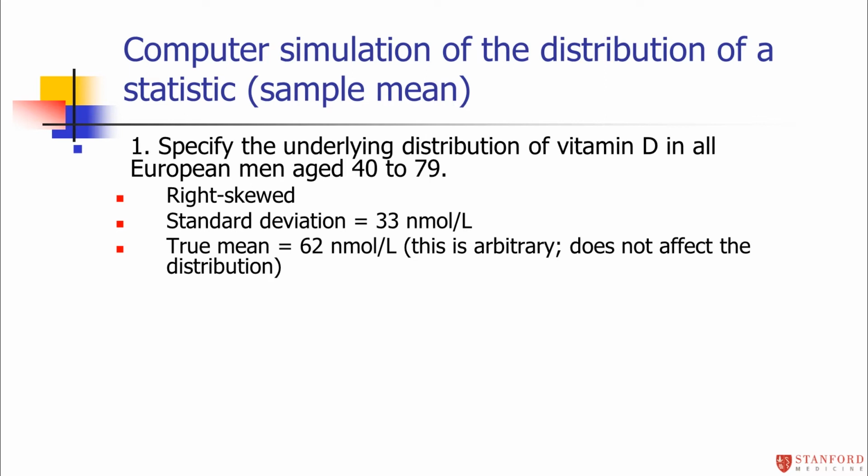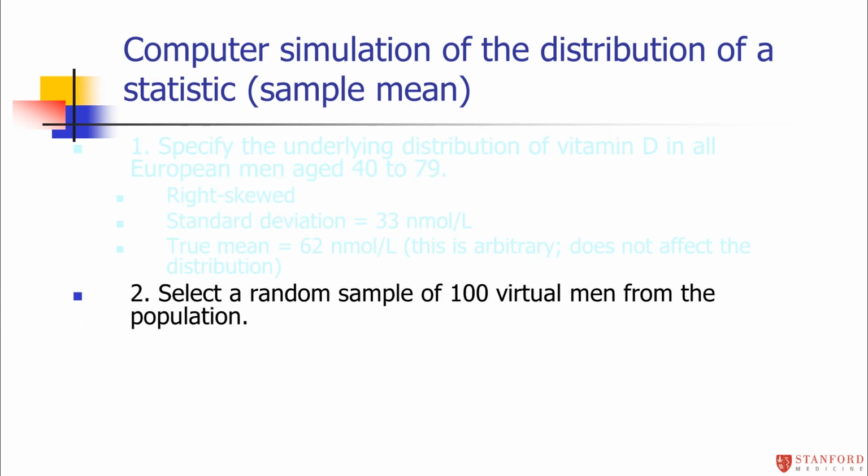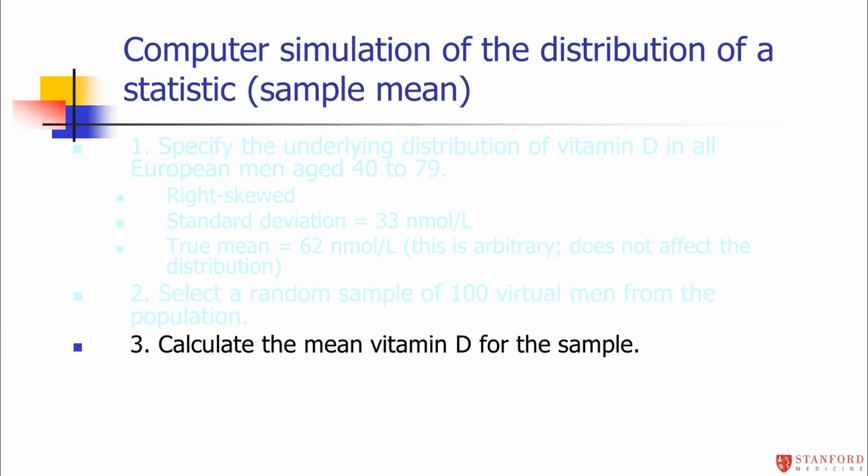It doesn't matter too much what I pick there, but let's say I'm going to pick the value of 62. So I tell the computer this is the population you're sampling from, and then I have the computer sample a random sample of 100 virtual men from this underlying population. Each of those men is going to have a vitamin D level. I take those vitamin D levels and I average them to calculate the mean vitamin D level for that sample of 100.